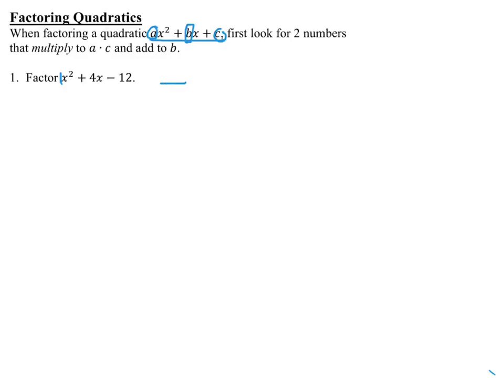This first example is pretty easy because my a is just a 1. So I'm going to start by looking for two numbers that when I multiply them together, give me a negative 12 because I have 1 times negative 12. But then those same two numbers, when I add them together, need to equal 4.